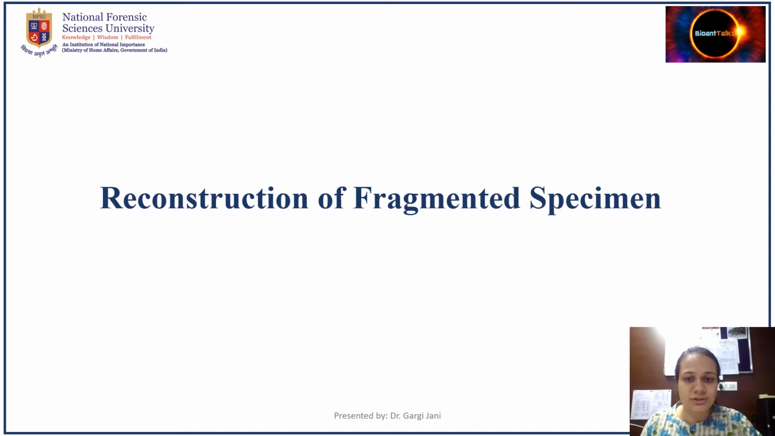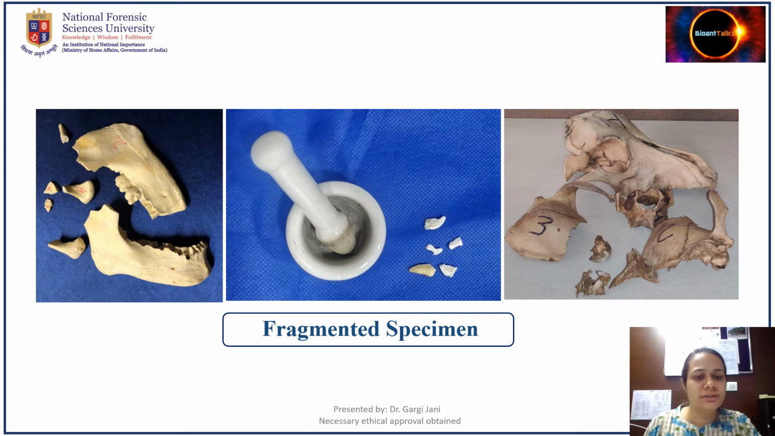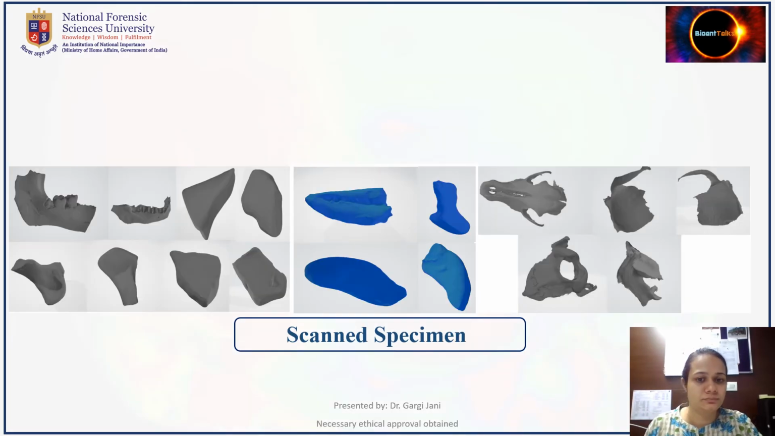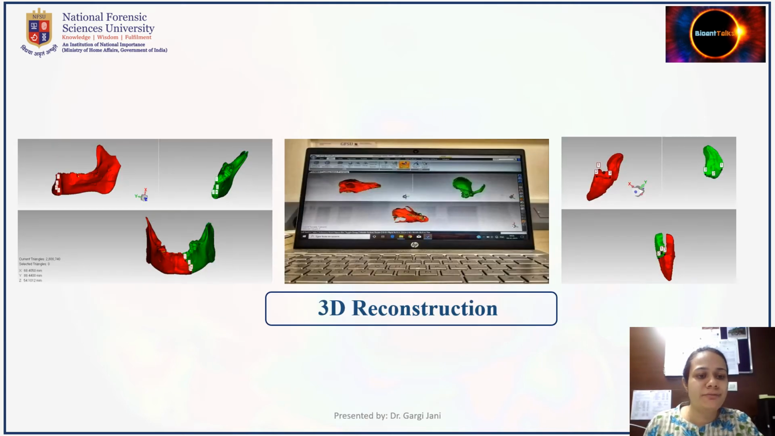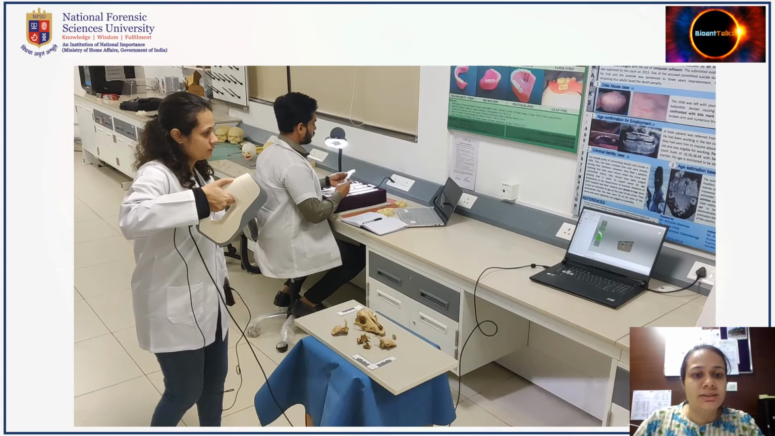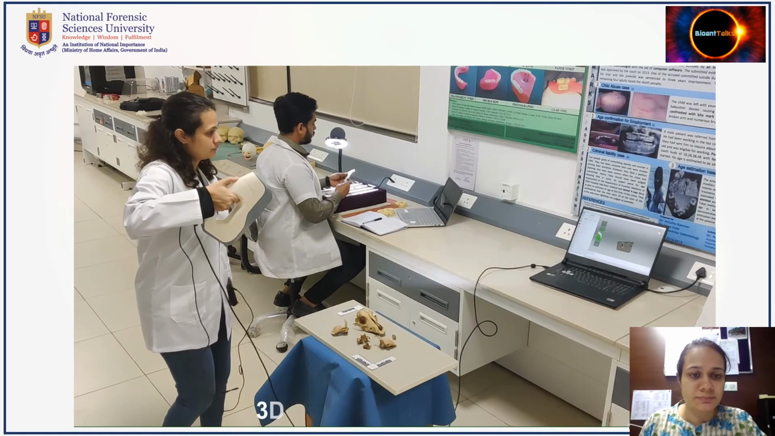Moving on to the next section of the presentation, that is the reconstruction of the fragmented remains. For this, we obtained various dental and osteological remains. We also replicated a few remains and fragmented them. We scanned each of the fragments individually and then finally sent it to the software. In the software, based on the fragment lines, we identified the homologous points on the fragments and aligned them. This slide is a short video demonstrating the scanning and the reconstruction process.